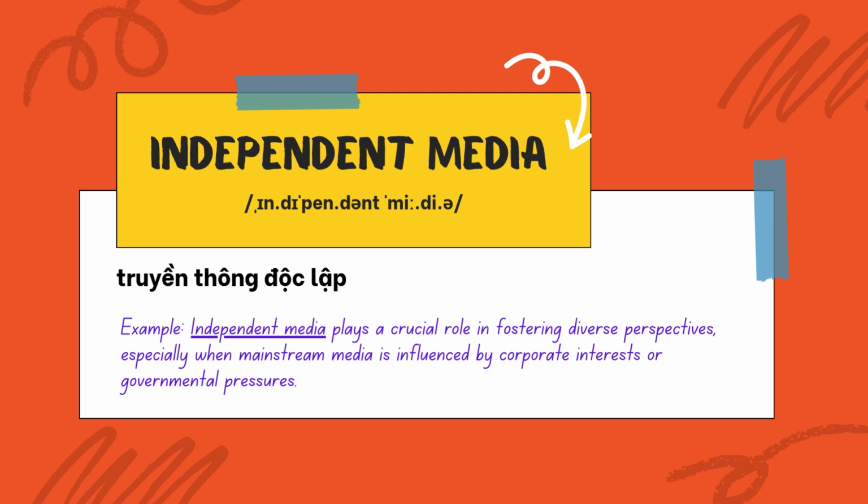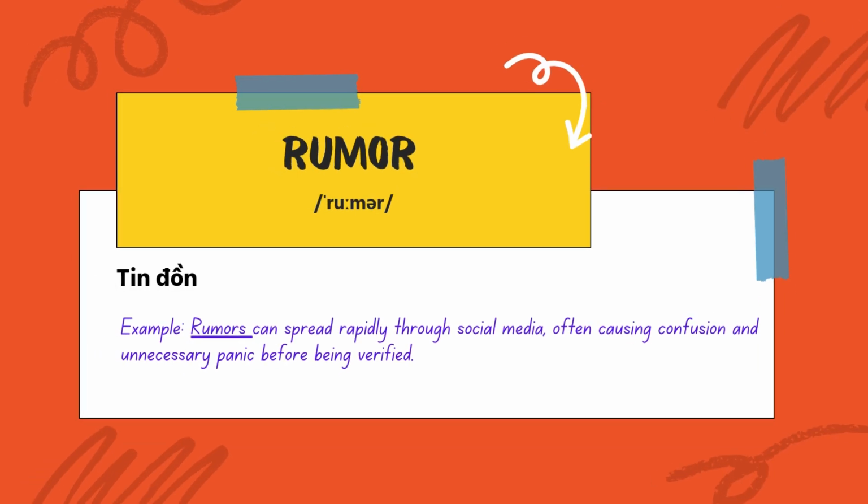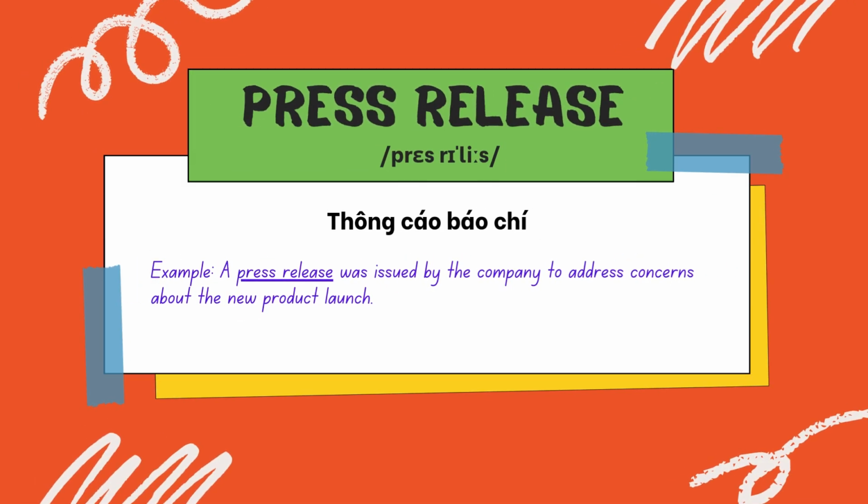or governmental pressures. Rumor. Example, rumors can spread rapidly through social media, often causing confusion and unnecessary panic before being verified. Part 3. News production publishing. Press release. Example, a press release was issued by the company to address concerns about the new product launch.